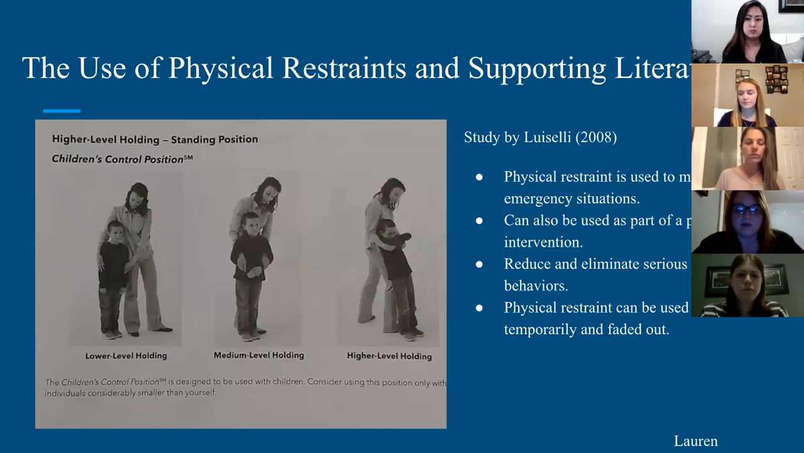The objective of the planned intervention is to reduce and eventually eliminate serious behaviors such as aggression, self-injury, and property destruction. This study found that the use of fading with a fixed time-release physical restraint intervention was able to reduce and then eliminate the physical restraint, with the target behavior of aggression reducing as well.